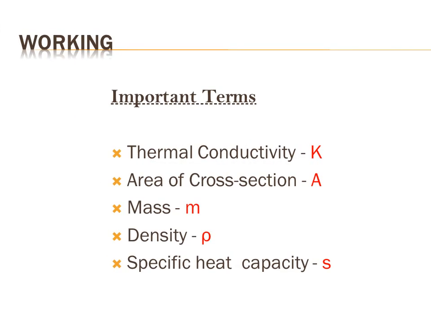In order to measure the thermal conductivity of this good conductor of heat, we need to recollect a few terms. The thermal conductivity is denoted by capital K, the area of cross section by capital A, the mass of the rod by small m, the density by rho, and the specific heat capacity of the material of the rod by S. In order to find this thermal conductivity expression, we need to go ahead with a small derivation. Let us move on to that.